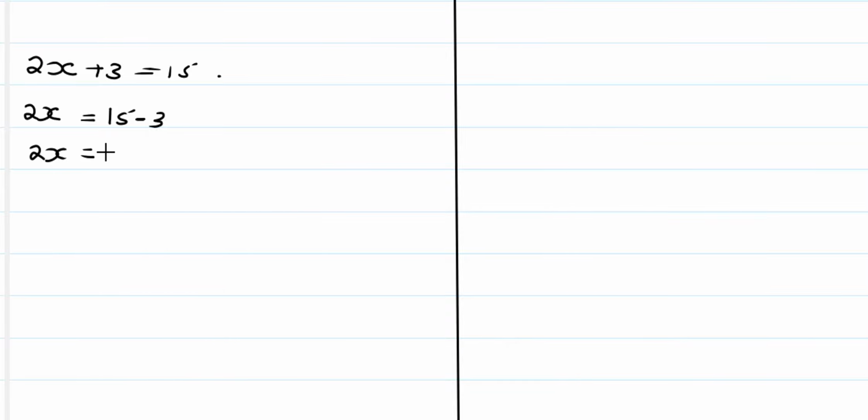which is 12. But you see, we only need x, we don't need 2x. So to get x, I need to divide both sides by 2, like that. You divide by 2, then you get x. X divided by 2, it will be x is equal to 12 divided by 2, which is 6. And that becomes the solution for that question.